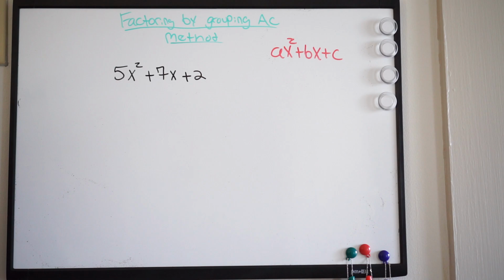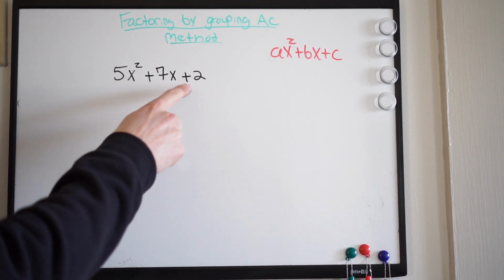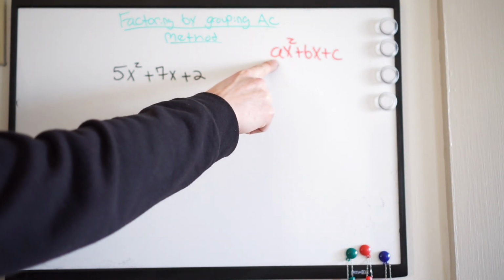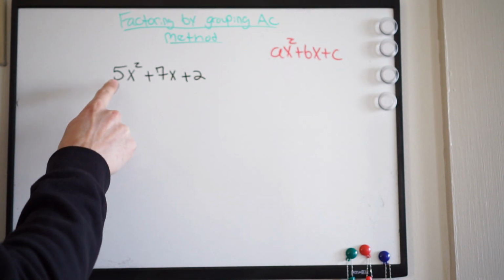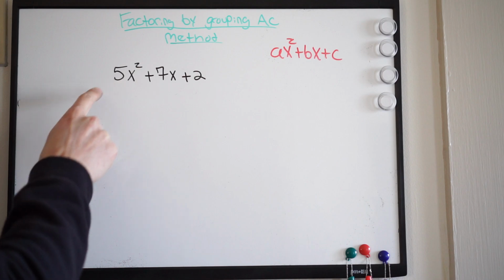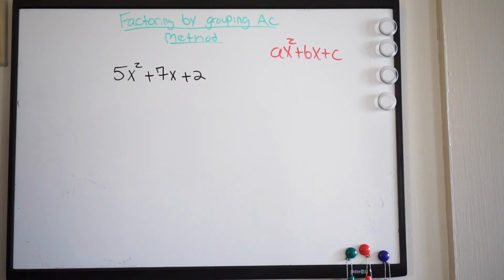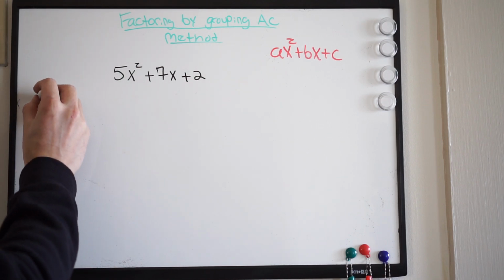Now using the AC method, you should have looked at my other videos so you have a general idea of what's going on. So again, if you have not looked at those videos, be sure to go check them out. So our first step here is to multiply our A value times our C value. Again, standard form, ax squared plus bx plus c. Okay, so our A value here is 5, and our C value is 2, so when we multiply the 2, we get 10.